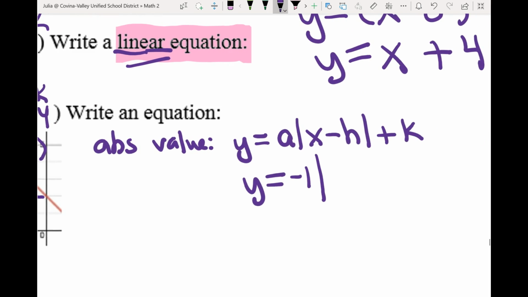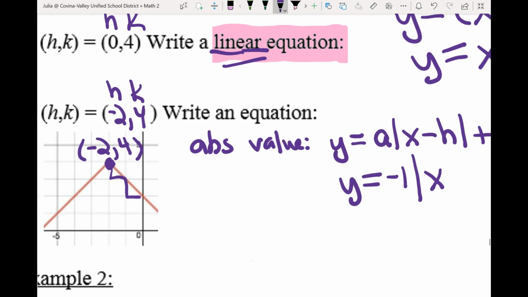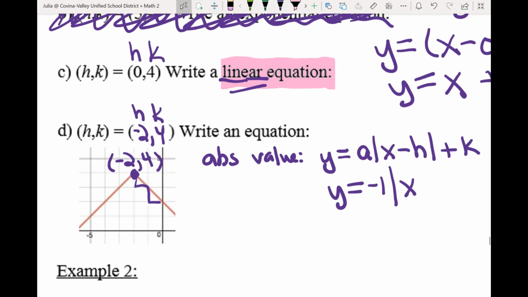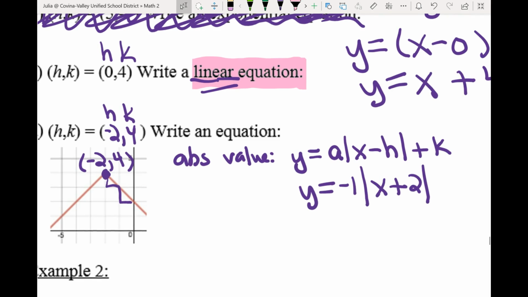-1 times the absolute value of x what? Change the sign on the h. Instead of writing x minus 2, what should I write? X plus 2, because that one's inside the brackets. It's not always going to be on the h. When you get into higher level, the k's can change value too, but it's whatever's included inside parentheses or brackets. And then what should I put for the k? Plus 4, and that's the equation. So today we're just going to be writing equations.